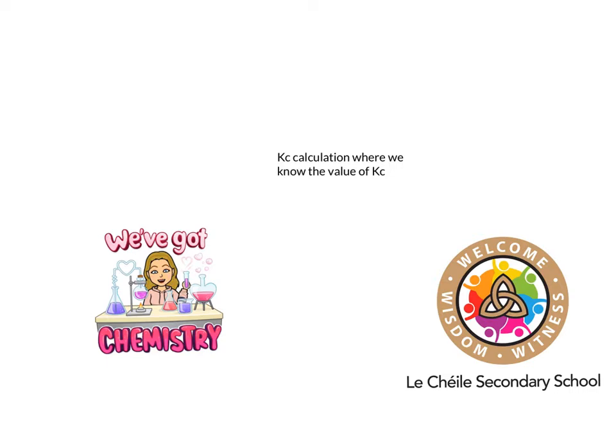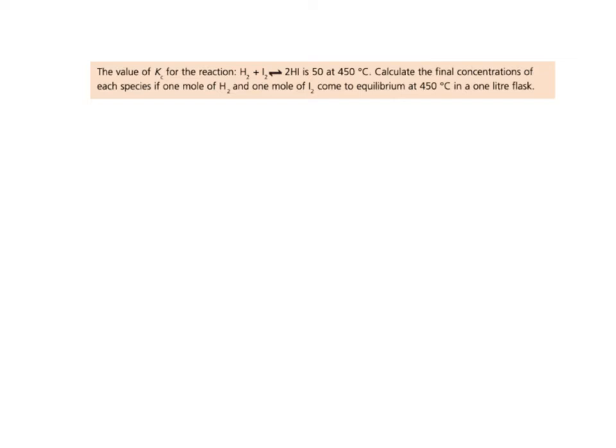It is a Kc calculation where we know the value of Kc and we have to work backwards to figure out our concentrations. So this is what the question might read like. It says the value of Kc for the reaction H2 plus I2 to give me 2HI is 50 at 450 degrees Celsius. We have to calculate the final concentration of each species if 1 mole of H2 and 1 mole of I2 come to equilibrium at 450 degrees Celsius in one flask.